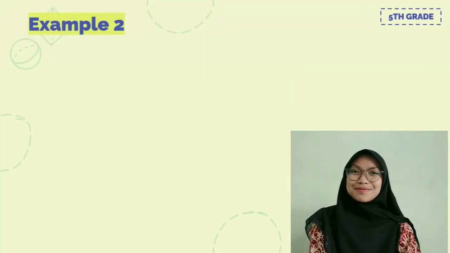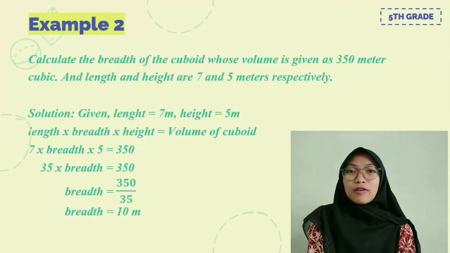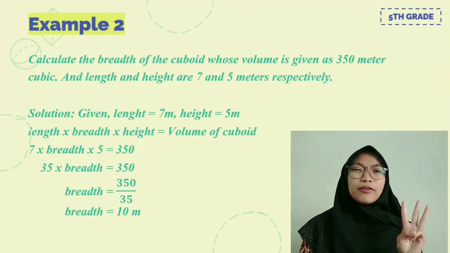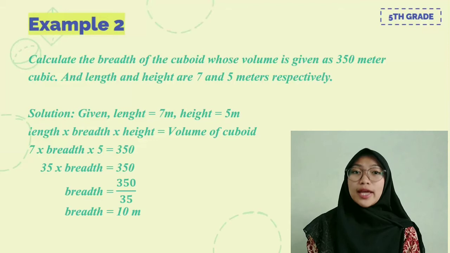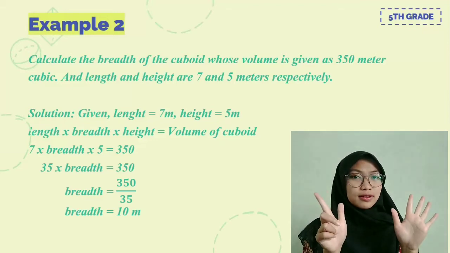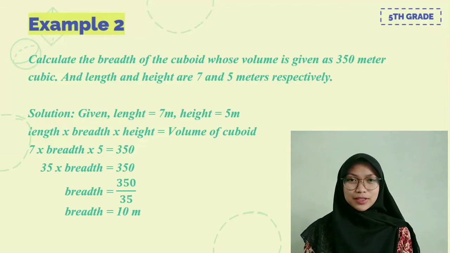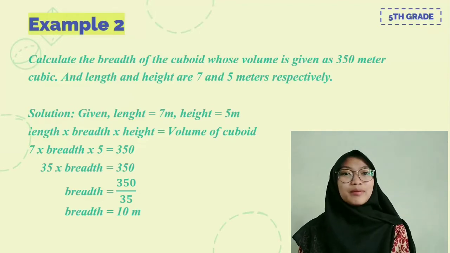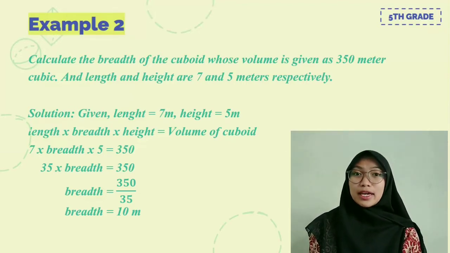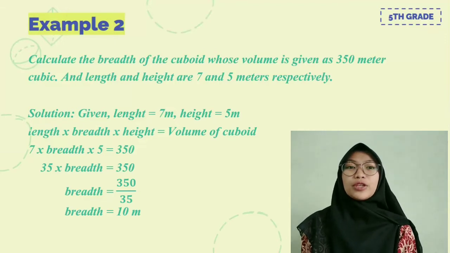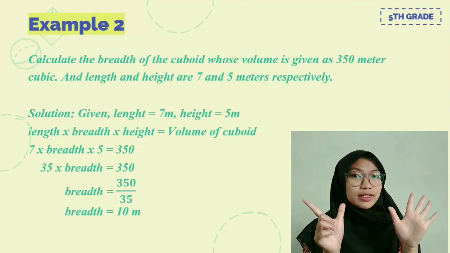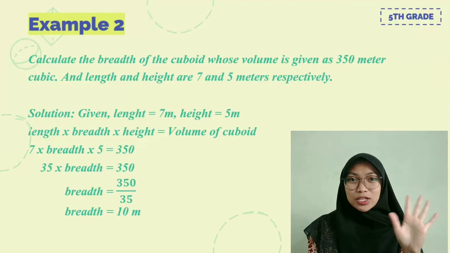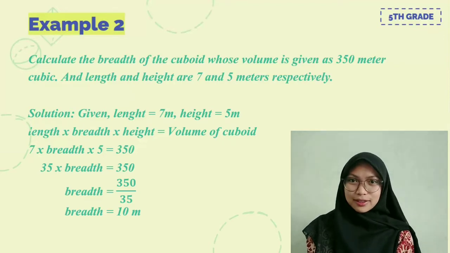Example 2. Calculate the breadth of the cuboid whose volume is given as 350 cubic meters, and length and height are 7 and 5 meters respectively. Solution: length multiplied by breadth multiplied by height equals volume of cuboid. 7 multiplied by breadth multiplied by 5 is equal to 350.